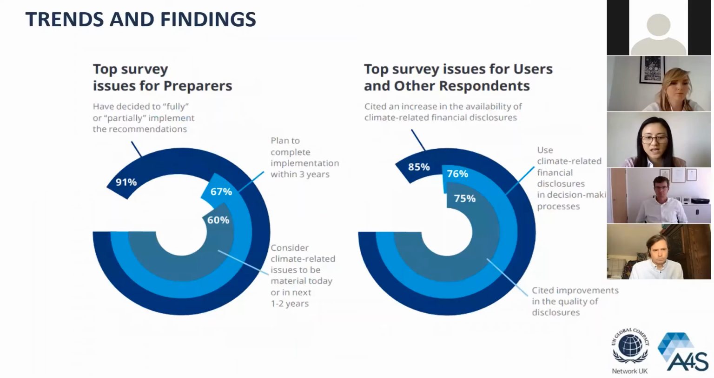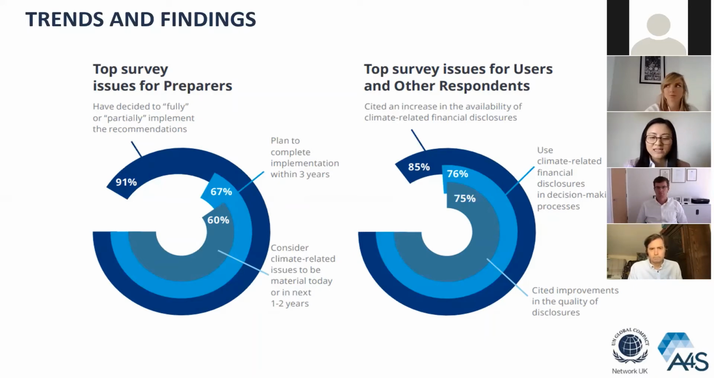So on the next slide, there are some stats on commitments that preparers and users have made. 91% said they have decided to fully or partially implement the recommendations, and 67% plan to complete implementation within 3 years. So if TCFD does become mandatory in the coming sort of 2 to 3 years, more companies need to get ready. From the user's perspective, 85% cited an increase in the availability of climate-related financial disclosures, and 76% say they use these disclosures in their decision-making, so that's a fairly high percentage.